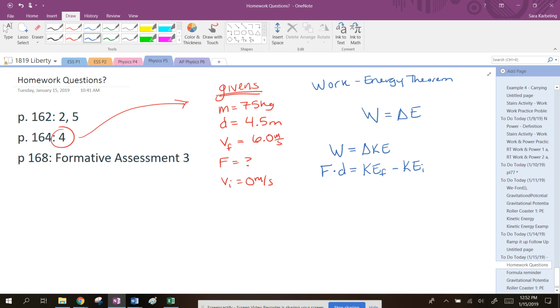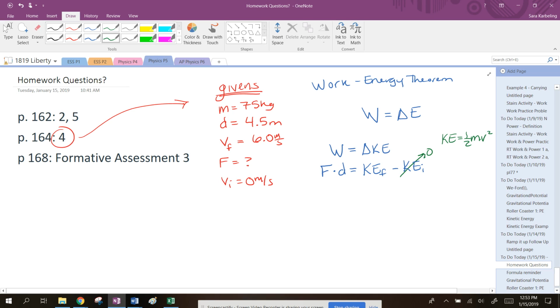Do I have listed the final kinetic energy of the object? I don't have it listed, but can I find it? Yeah, because I know that kinetic energy is 1/2 mv squared. And I know the mass and I know the velocity, so I can find the kinetic energy. Can I find the initial kinetic energy? The initial kinetic energy is going to be 0, right? That makes life easy, so I'm just going to get rid of that right now. So goodbye. See you later.